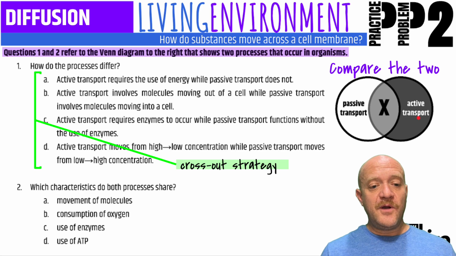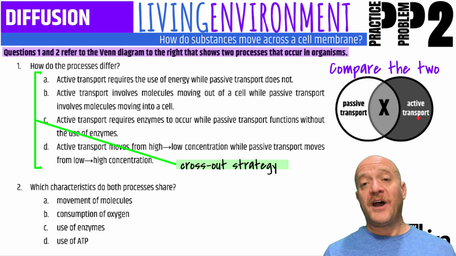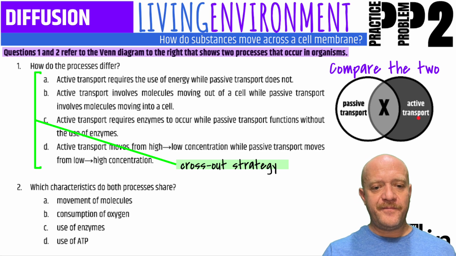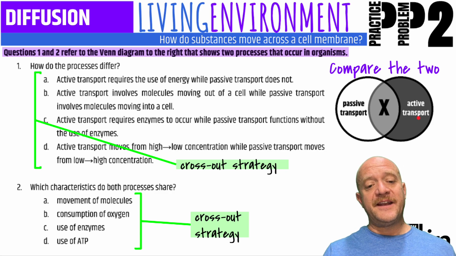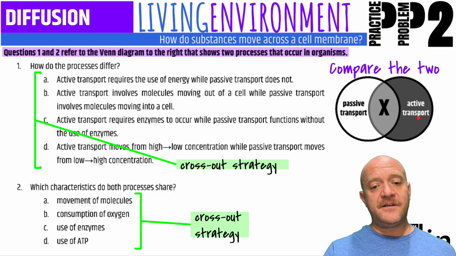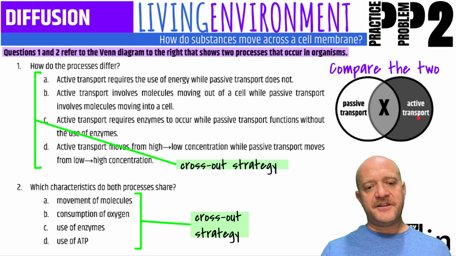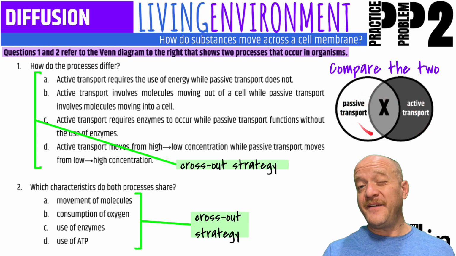Question 2. Which characteristics do both processes share? Use the cross-out strategy to eliminate some wrong answers. Also, when they share a characteristic, where is that in the Venn diagram?